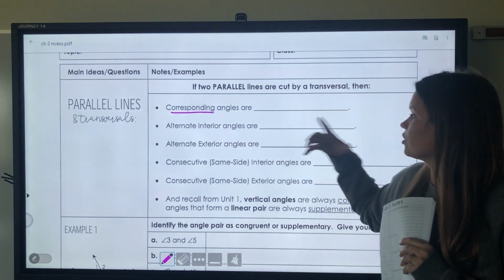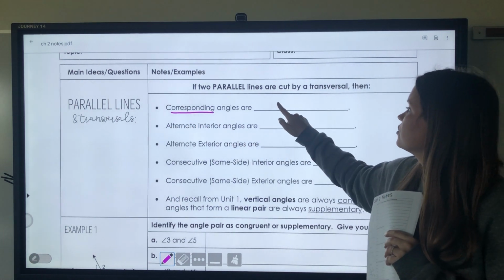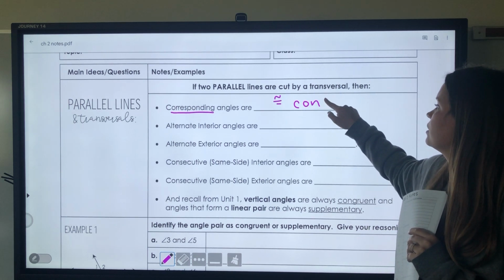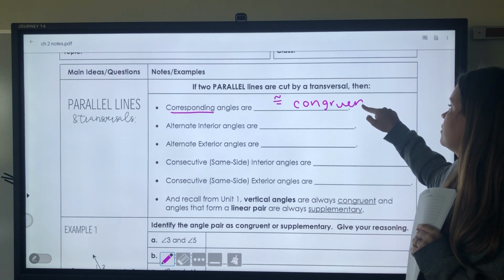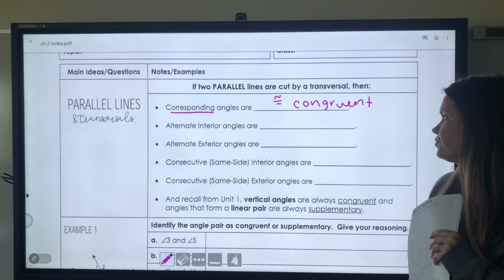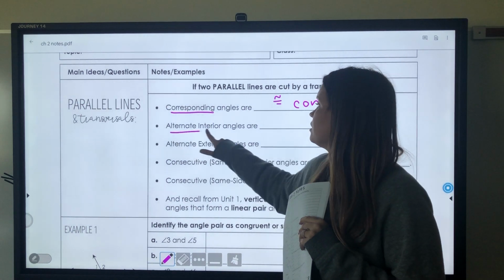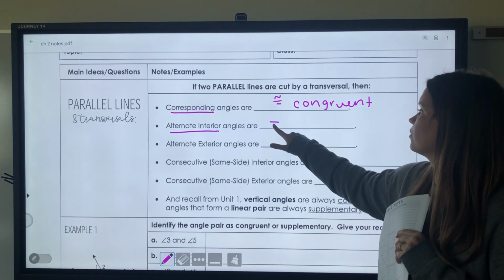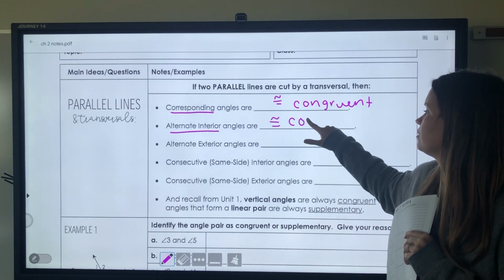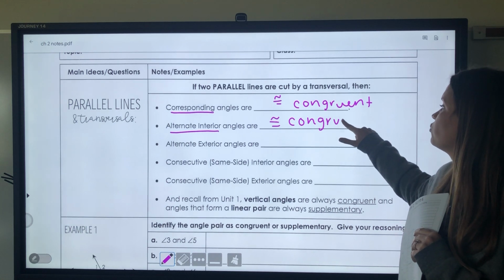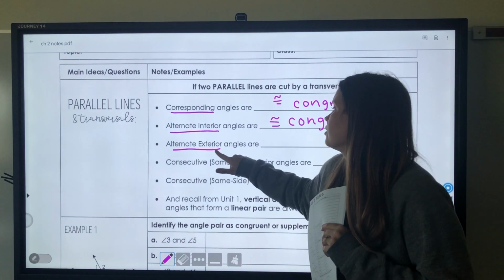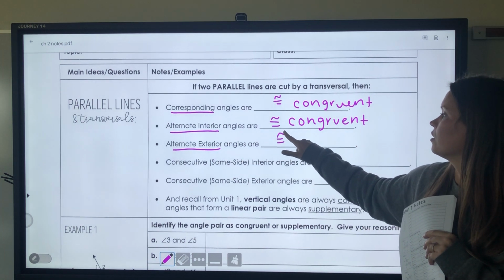Corresponding angles, picture where they are. Those are always going to be congruent. It's the symbol for congruent. That means they're going to have the same measure. Alternate interiors, you should know where those are. Picture that real quick. Those are always going to be the same measure. These are kind of just your rules. Alternate exteriors are also going to be congruent.